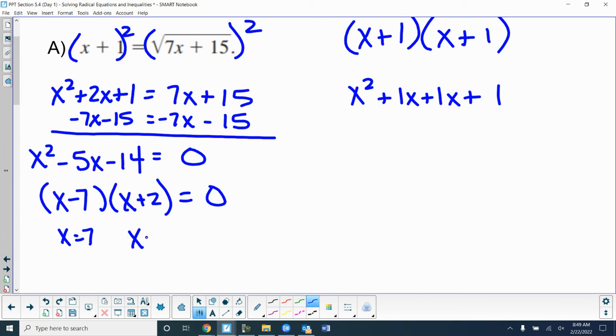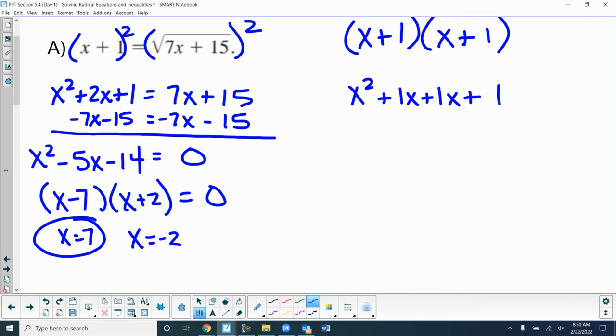Now, let's check them and see if they both work. All right, what's 7 times 7 plus 15? 64. What's the square root of 64? 8. Is 7 plus 1 8? Yeah, so that's a good answer. What's 7 times negative 2 plus 15? What's the square root of 1? 1. What's negative 2 plus 1? Negative 1.